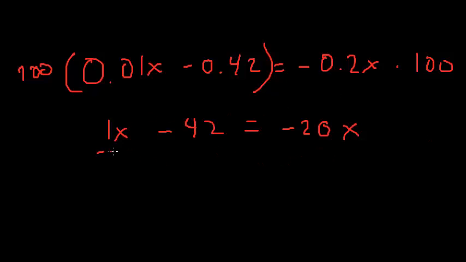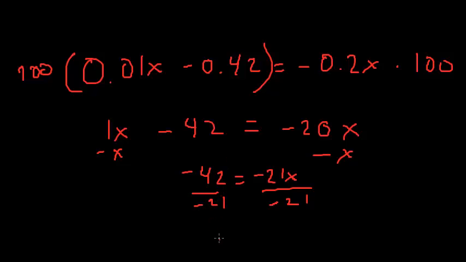I can get the x's together by subtracting x from both sides, and I have negative 42 equals a negative 21x. I now have x's all on one side, and it's the only term over here, so I can divide by that negative 21 to get x by itself, and I have 2 equals x. And that is my final answer.